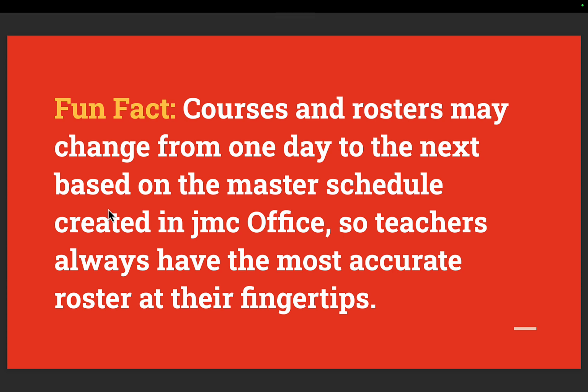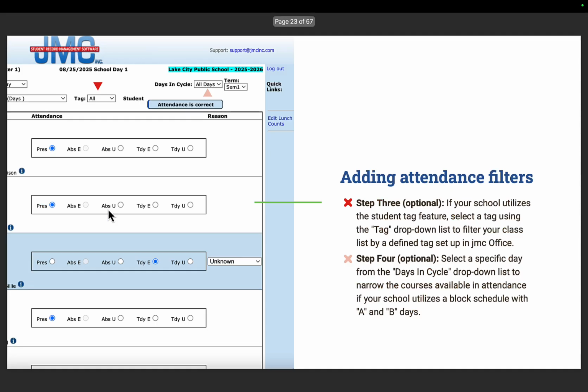Fun fact, courses and rosters may change from one day to the next based on the master schedule created in JMC Office. So teachers always have the most accurate roster at their fingertips. Step 3. If your school utilizes the student tag feature, select a tag using the tag drop-down list to filter your class list by a defined tag set up in JMC Office.